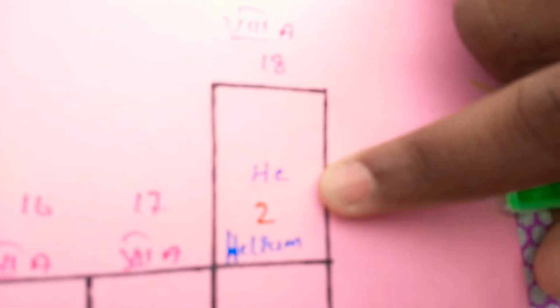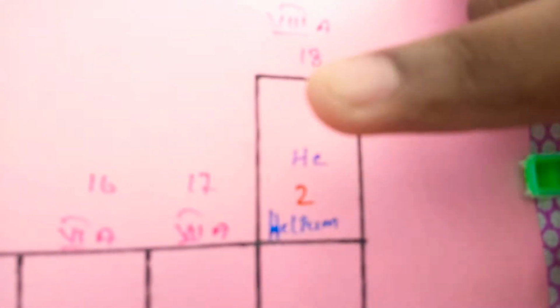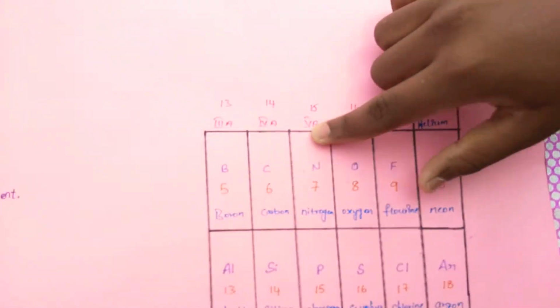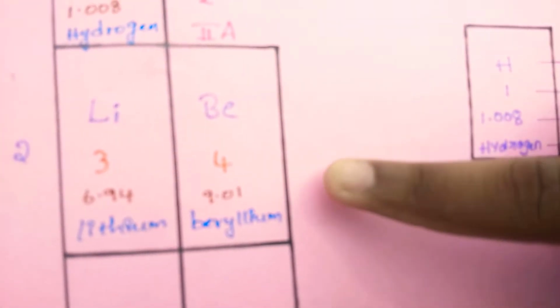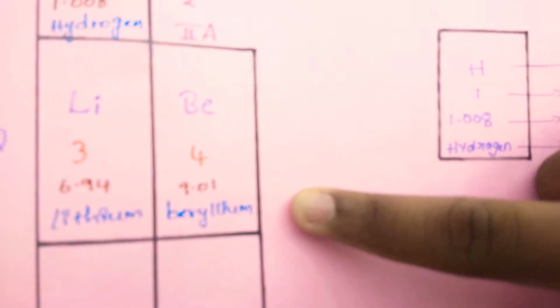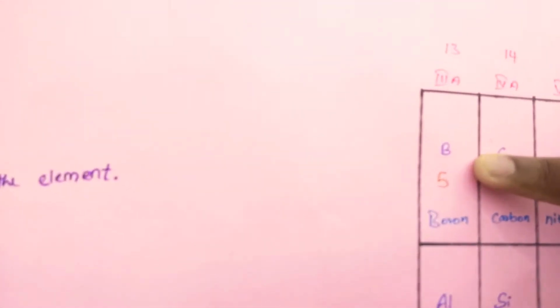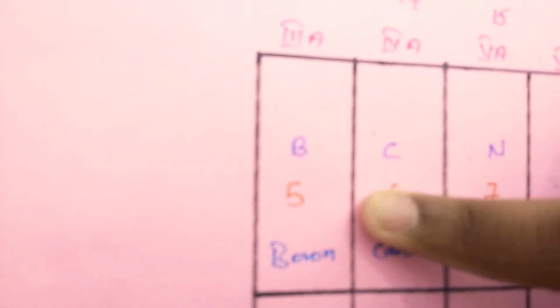This is helium and its atomic number is 2. This is lithium. Atomic number is 3. Atomic weight is 6.94. This is beryllium. Atomic number is 4. Atomic weight is 9.01. And this is boron. Its atomic number is 5.